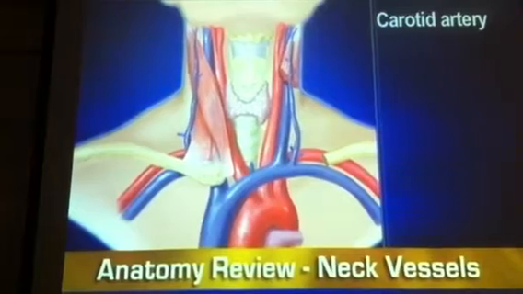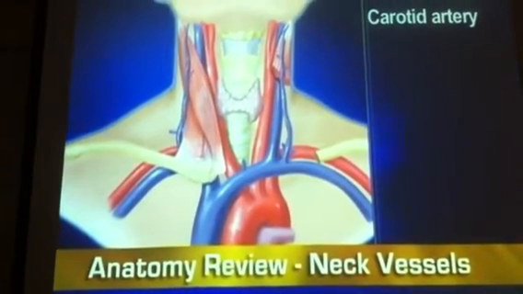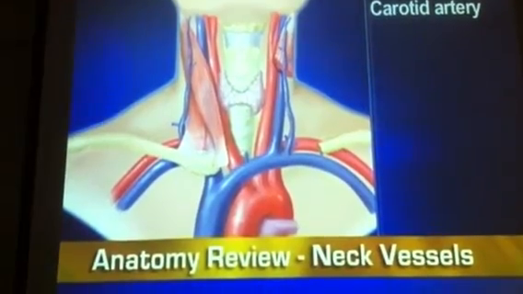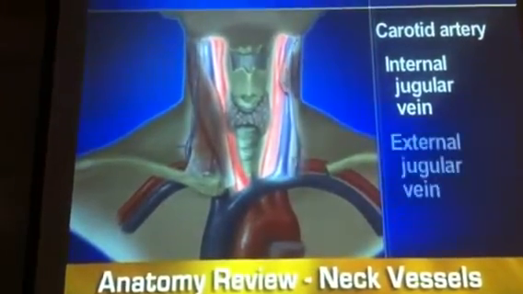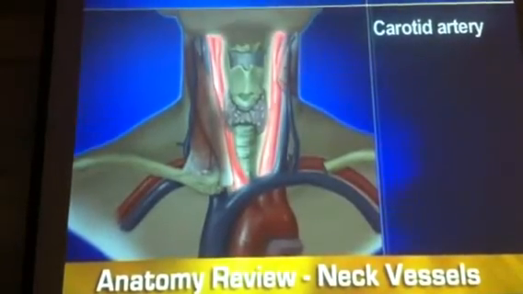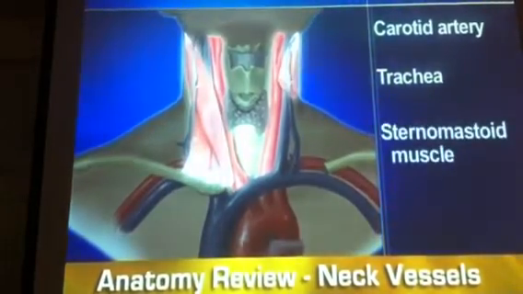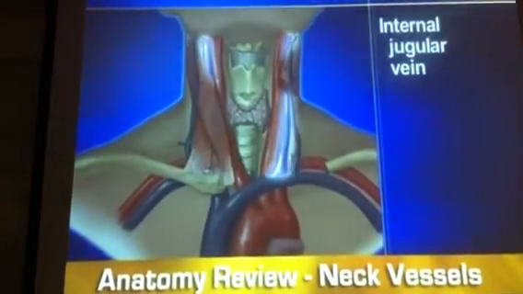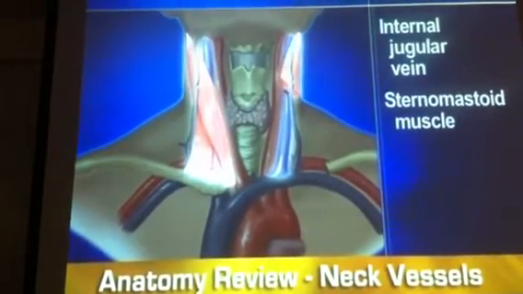Before examining the heart and neck vessels, consider their anatomy. For example, visualize the major neck vessels, the carotid artery, internal jugular vein, and external jugular vein. The carotid artery lies in the groove between the trachea and sternomastoid muscle. The internal jugular vein lies deep and medial to the sternomastoid muscle.